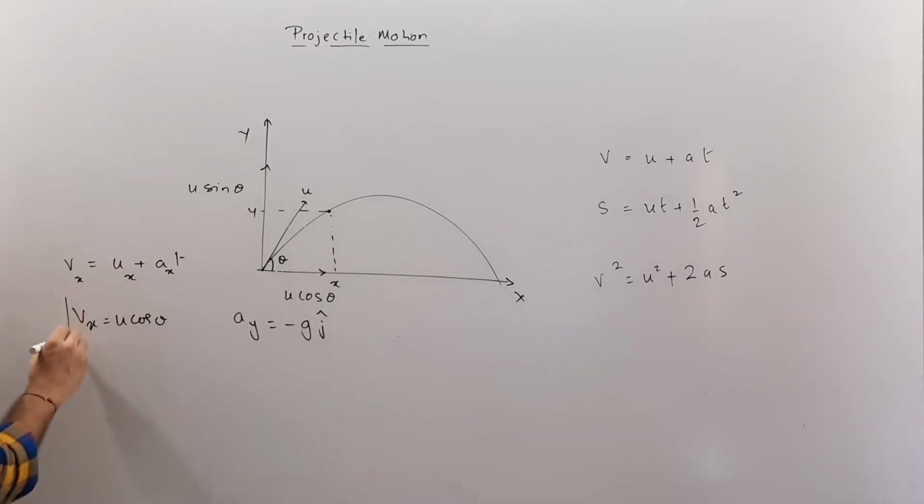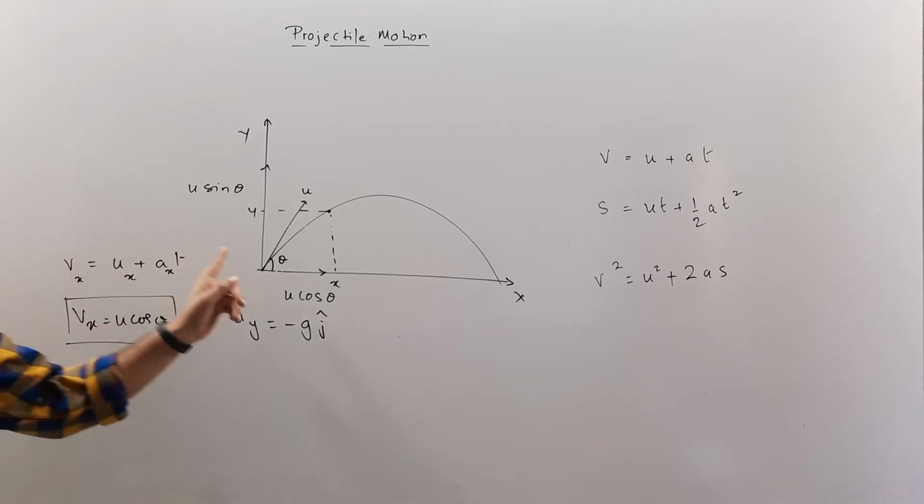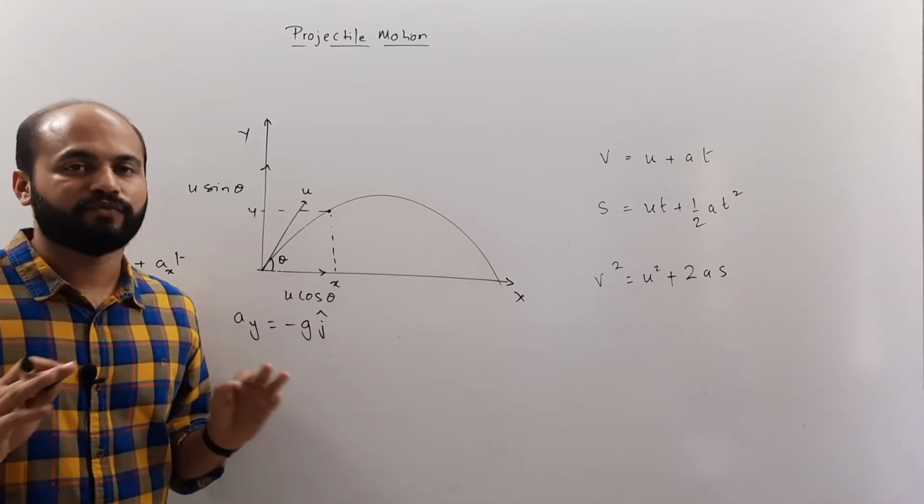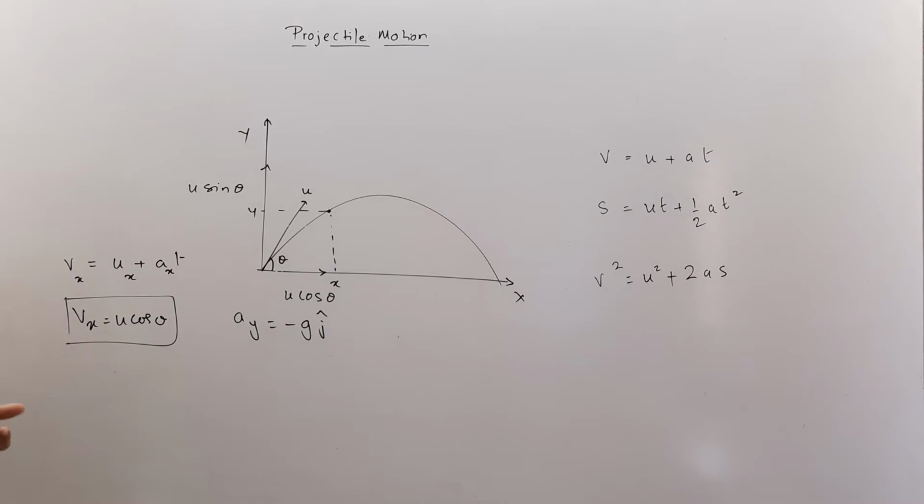So what we get ultimately is Vx is u cos theta. This also tells us that the velocity in the x direction, from here to here, at any point you take, is going to remain the same forever, because there is no acceleration acting over here, as a result of which the velocity would not change. Now that is for x. What if we apply the same equation in y?